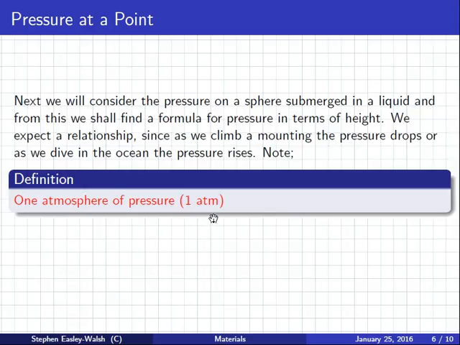And the definition of 1 atmosphere of pressure is 101.35 kilopascals. Now, I don't know why I made the K big, this should have been small. Kilopascals. Pascal? Yeah, for pressure.